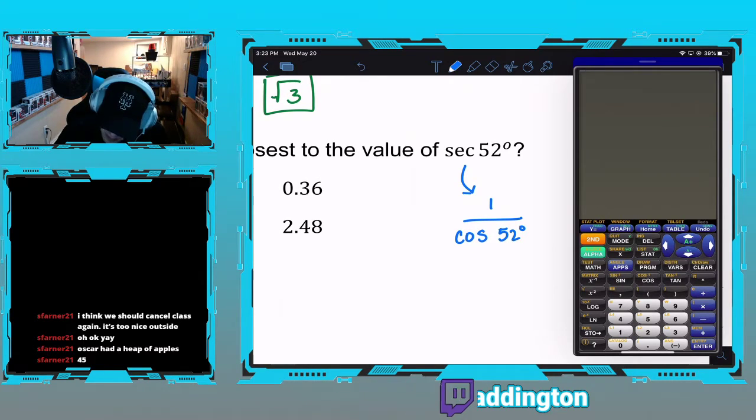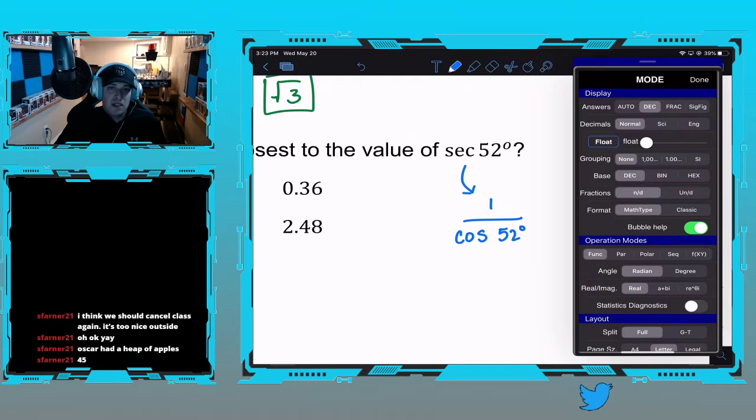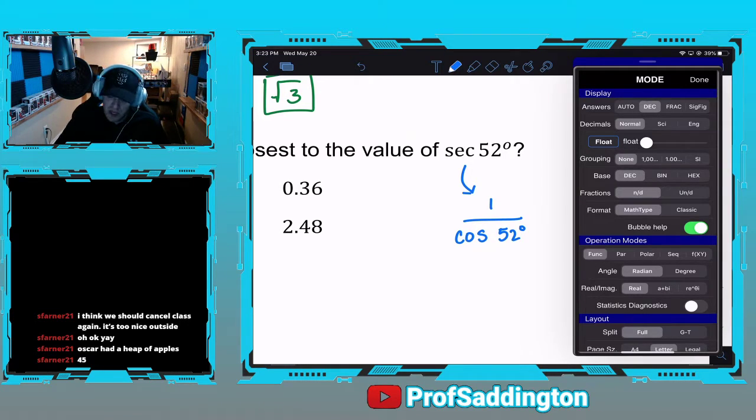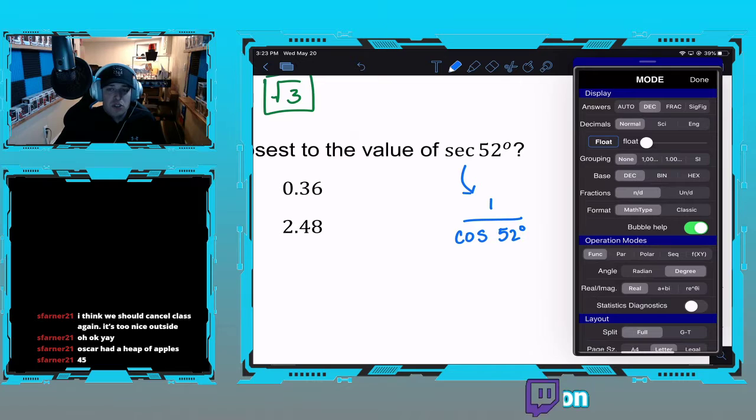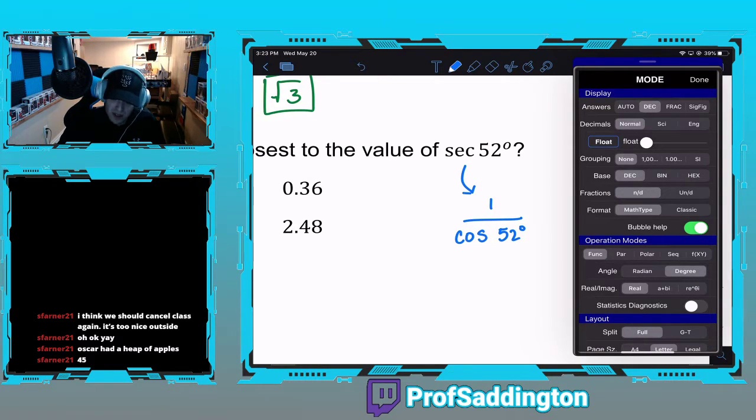So first thing, please make sure that your calculator is in the correct mode. Because it says 52 degrees, I have to make sure my calculator is in degree mode. So I click the mode button, and if you scroll down, you should notice that I'm in radian right now, and you guys may be in radian as well. So switch it into degree first.